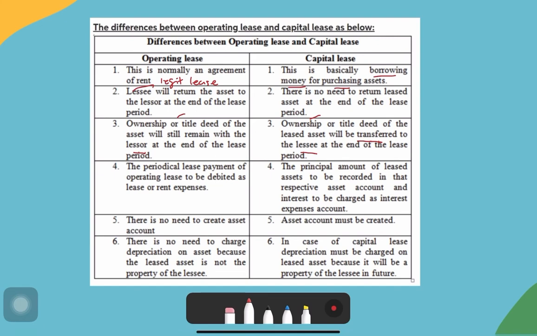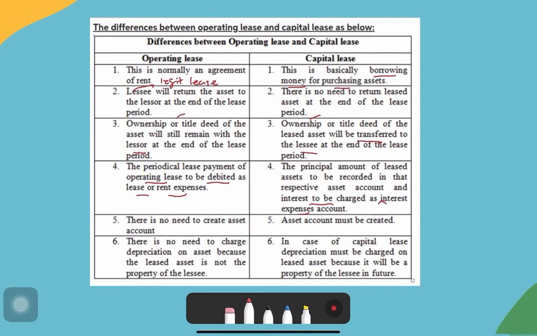It's not renting. And then for the operating lease, the periodical lease payment is to be debited as a lease or rent expense. So this one is to be recorded under the income statement. And then for the capital lease, the principal amount of the lease asset is to be recorded in the respective asset account, and interest is to be charged to the interest expense account.